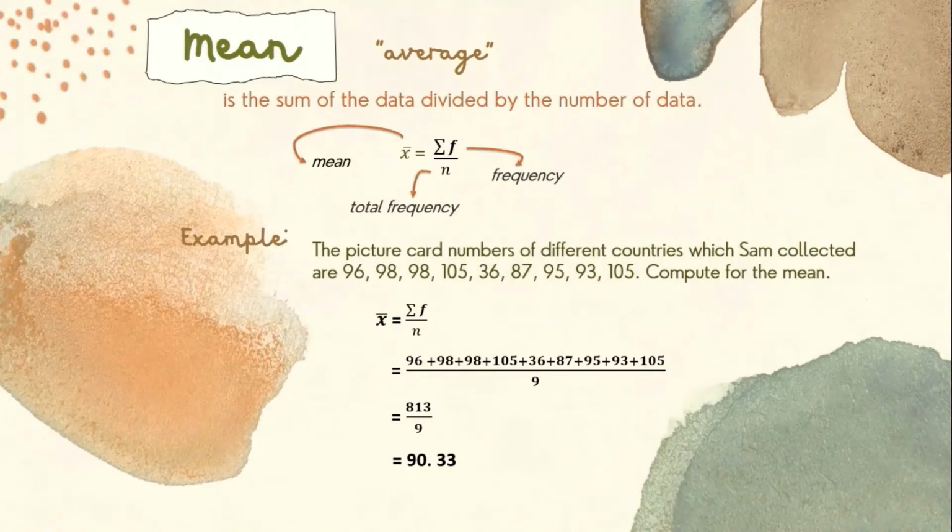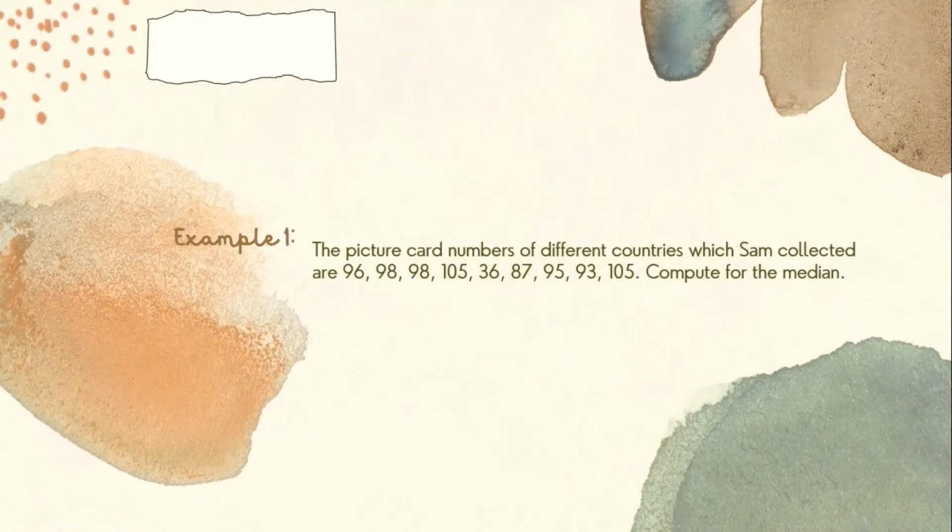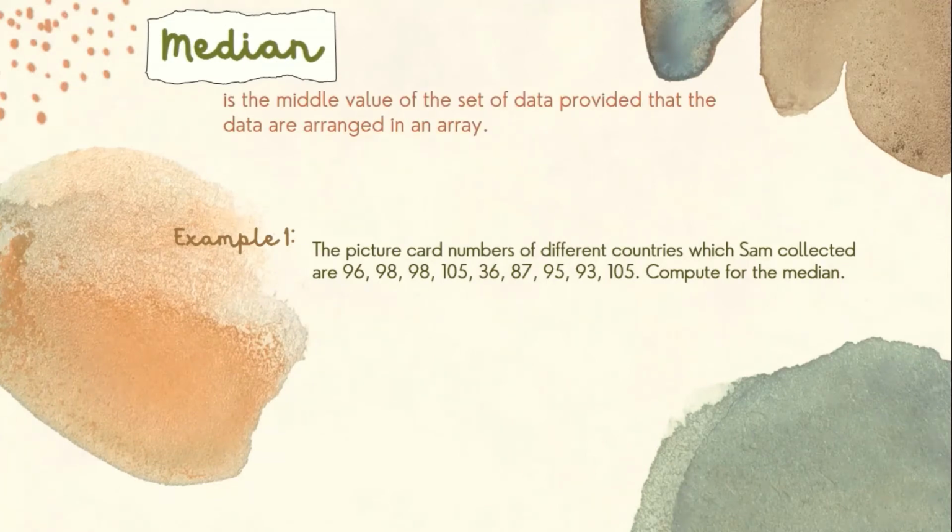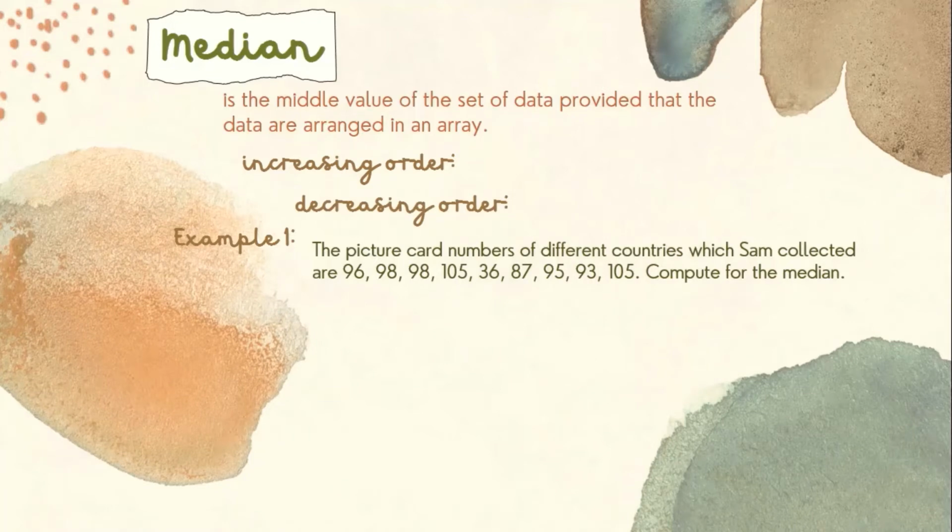Aside from the mean, another measure of central tendency is the median. The median is the middle value of the set of data provided that the data are arranged in an array which may be either in an increasing or decreasing order. It splits the distribution into halves where 50% of the scores lie above the median and 50% lie below it.